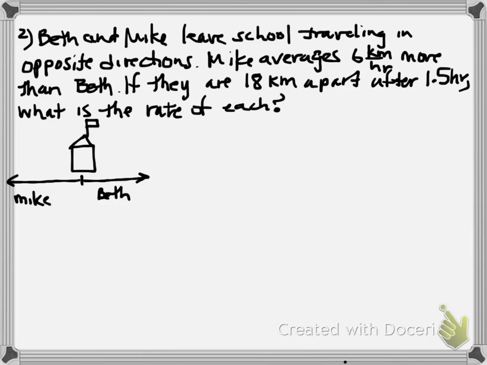So what does it tell us? Let's see, Mike averages 6 kilometers per hour more than Beth. So his rate would have to be more than Beth's. So actually I have to write down Beth's rate first. Well, they don't tell me Beth's rate, so she's going to be X. If he's 6 more than that, how do I write his rate? X plus 6.